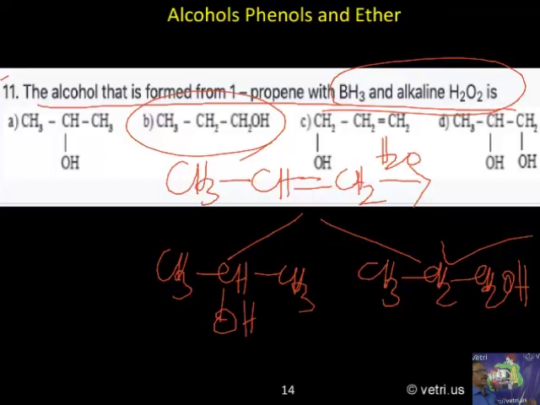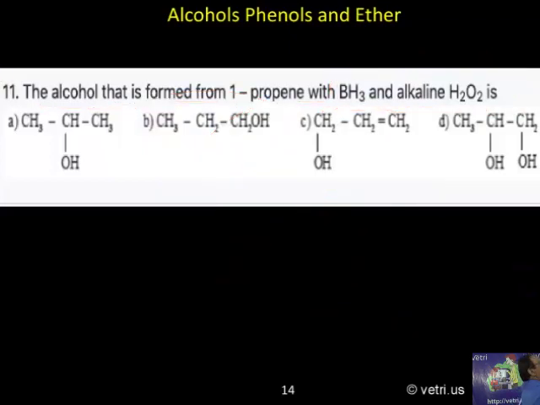So, hereafter, kindly keep it in your mind. Whenever you use propene and water, that addition reaction takes place, otherwise you will always get secondary alcohol according to Markovnikov's rule. So, if you want to get primary alcohol, use borane and alkaline hydrogen peroxide. So, the correct answer is B. Next question.